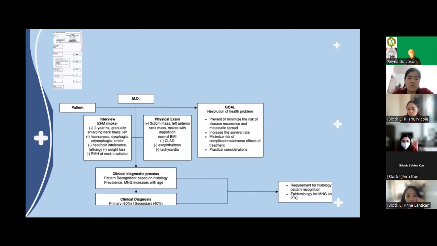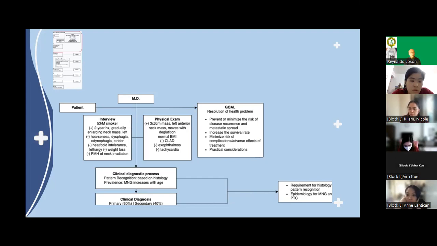From the interview, we were able to identify the patient profile: a 53-year-old smoker with a gradually enlarging neck mass, with a pertinent personal social history of 19 pack years of smoking. And from the physical exam, this is also corroborated by the 3 by 3 centimeter left anterior neck mass, which moves with deglutition. So from here, again, we establish the goals from the very start.